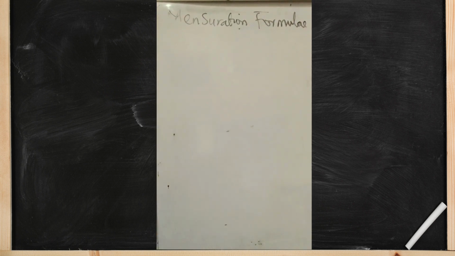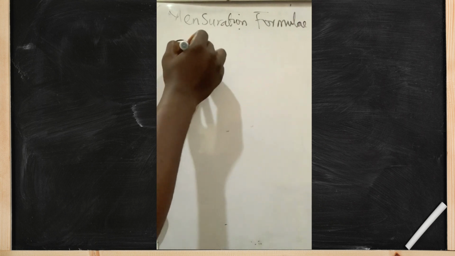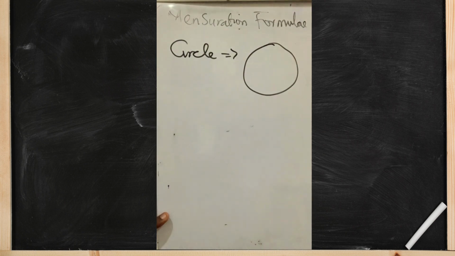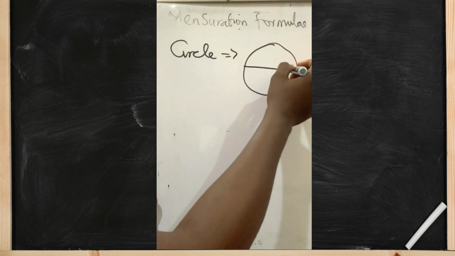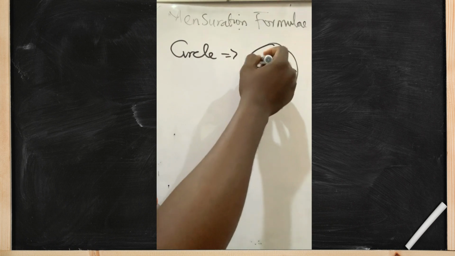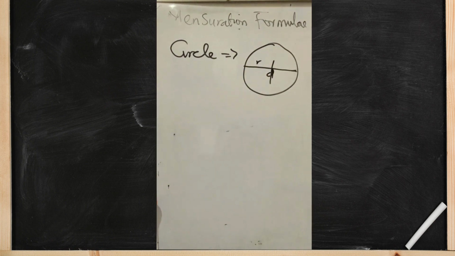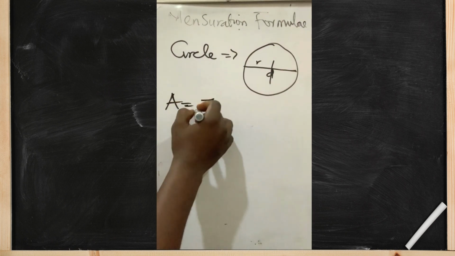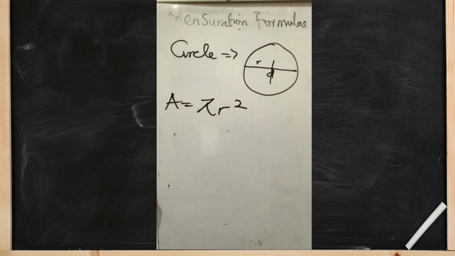Now, the next thing is a circle. When you talk about a circle, it is in this manner, and it does not have the general things like the other plane shapes. Now, a circle has this line called the diameter, and half of the diameter is called the radius. When you talk about the area that the circle is covering, it's pi r squared. The formula for the area of a circle is pi r squared.